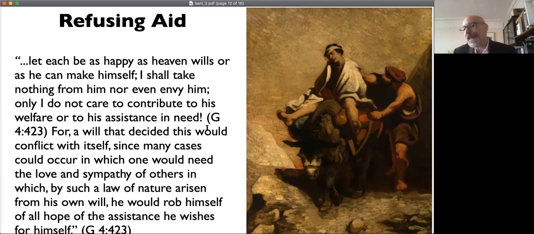So while we can coherently conceive the resulting system of nature, we can't coherently will that such a system of nature obtains. And here's why, the quote's on the slide: for a will that decided this would conflict with itself, since many cases could occur in which one would need the love and sympathy of others, in which by such a law of nature, arisen from his own will, he would rob himself of all hopes of the assistance he wishes for himself.